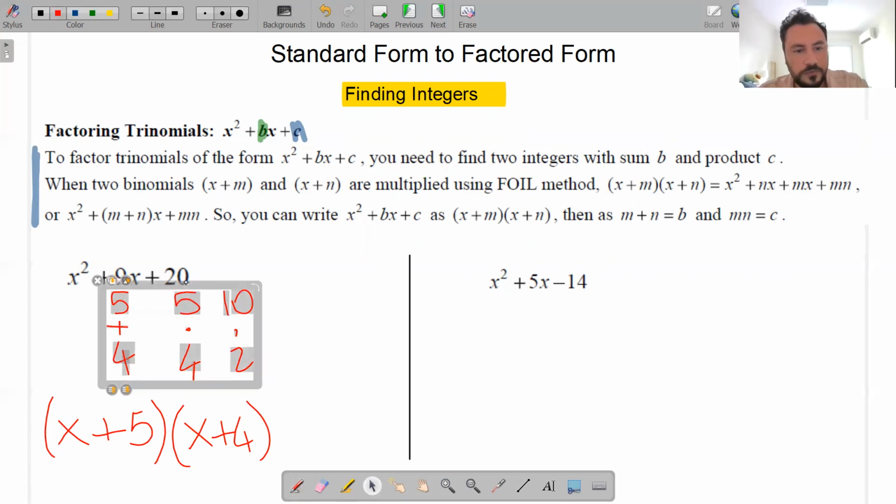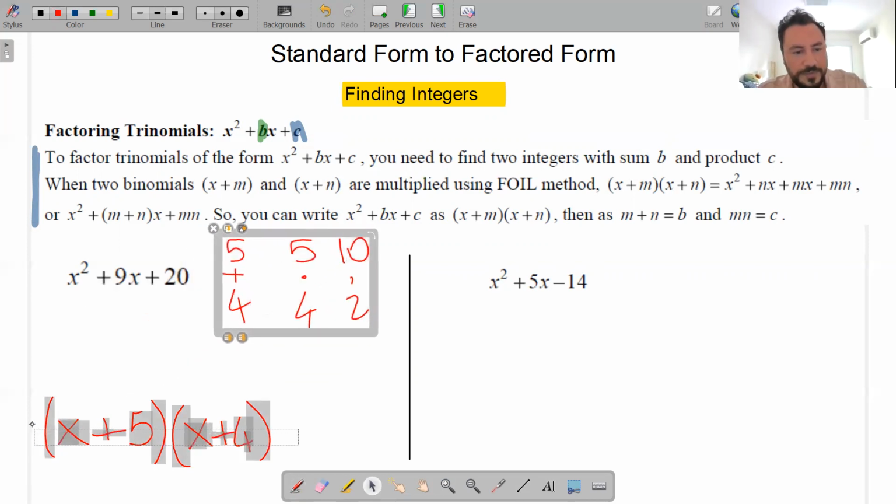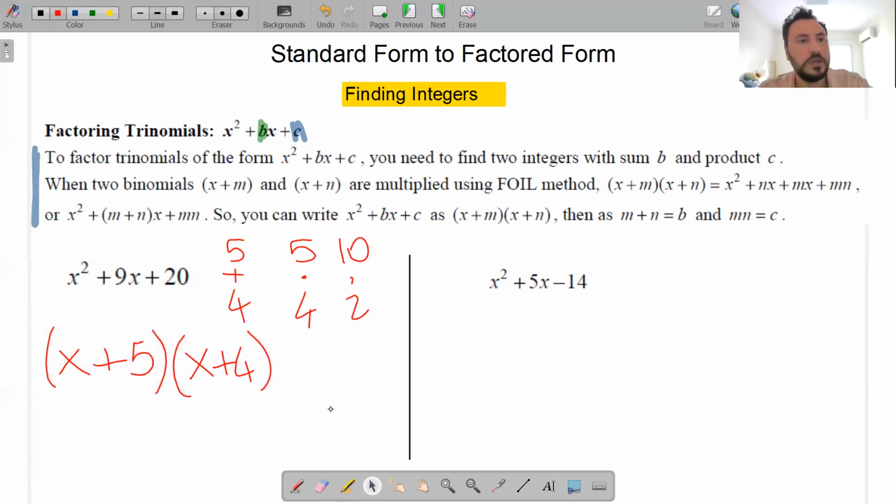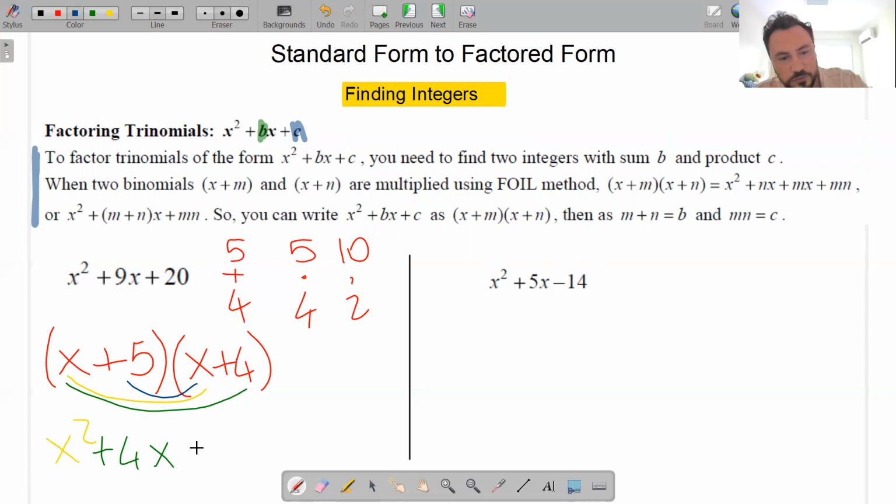You want the proof? Let's do the FOIL method to see it. So x multiplied by x will be x to the power of 2. x multiplied by 4 will be 4x. 5 multiplied by x will be 5x. 5 multiplied by 4 will be 20.